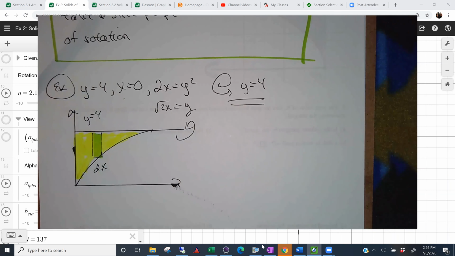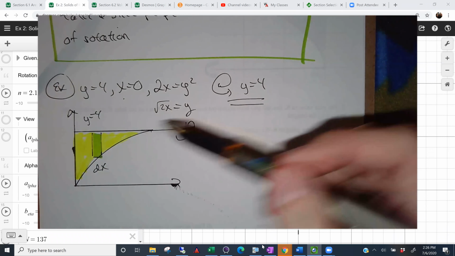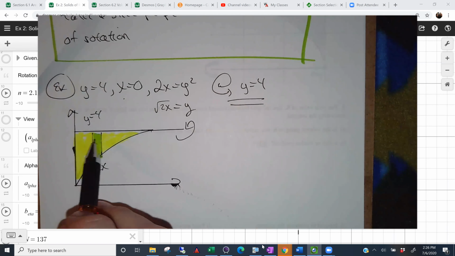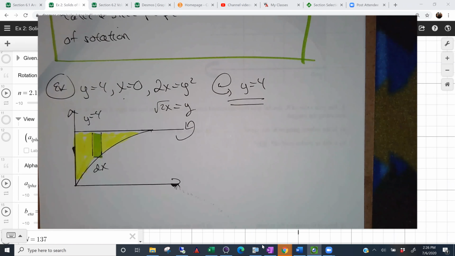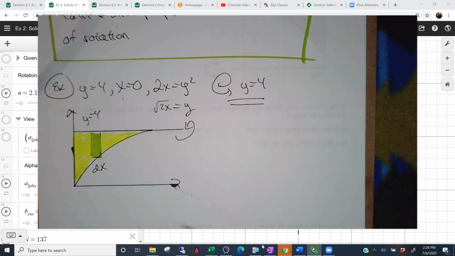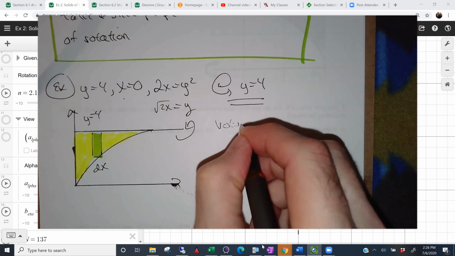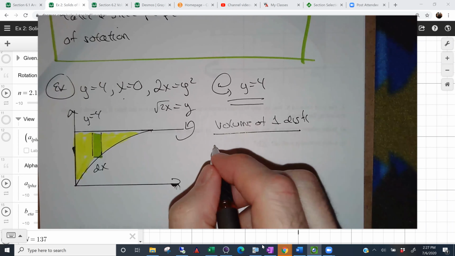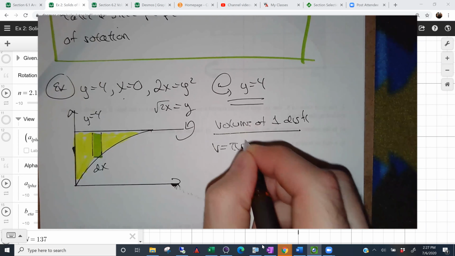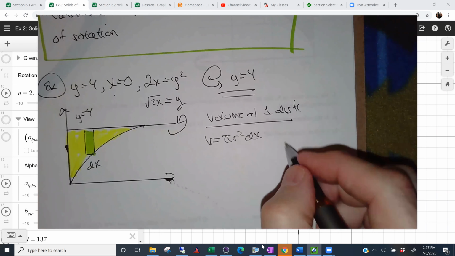And when I rotate around the x-axis, or the line y equals 4, then because this dx slice is flush with my axis of rotation, when I rotate this around, I'm going to sweep out the volume of one cylinder or one disk. So the volume of one disk, well, it's going to be pi r squared times the thickness. But I got to be careful about my radius. What expression am I going to use there?